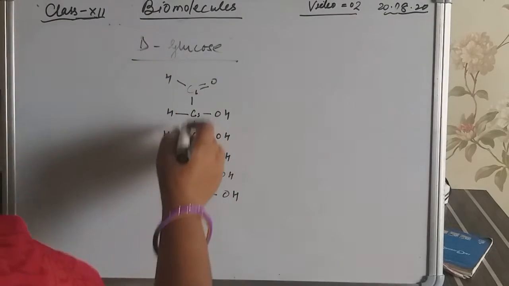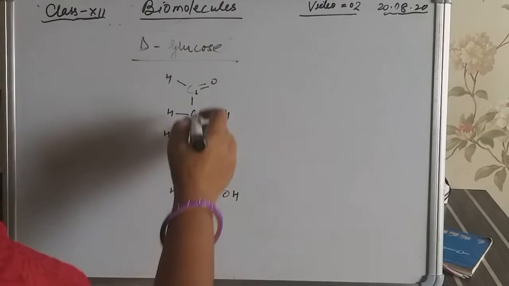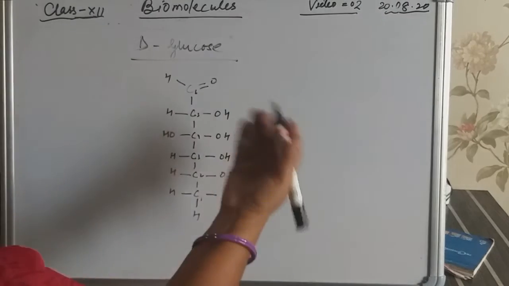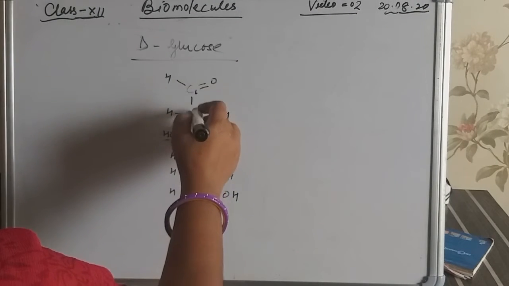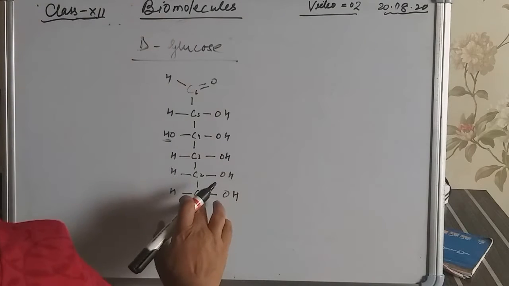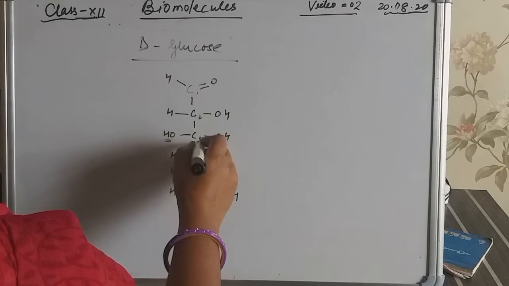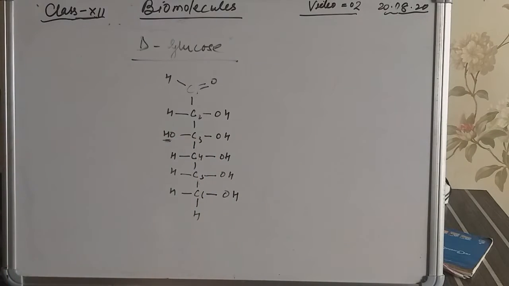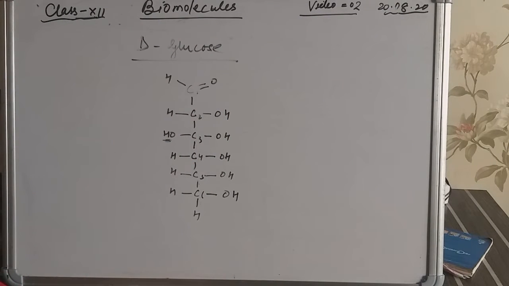If we count from top to bottom, 1, 2, 3, 4, 5: the second position OH group is written on the right hand side, and the third position OH group is written on this side, the left. So at the third position the OH group is kept on the left hand side, and the second position OH group on the right hand side.